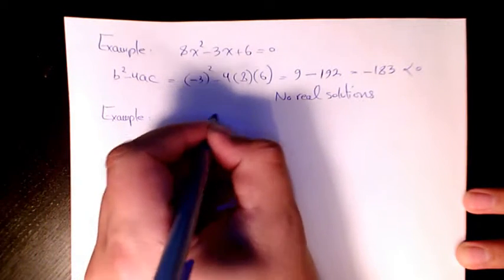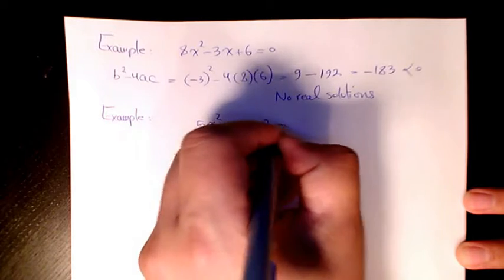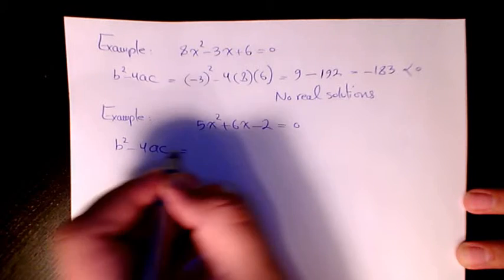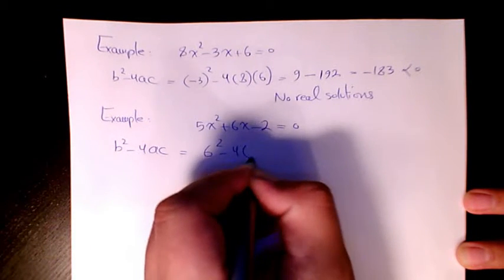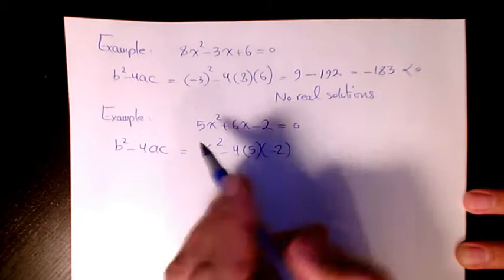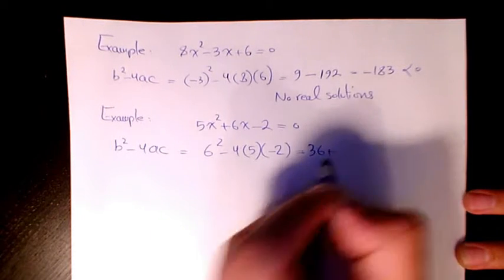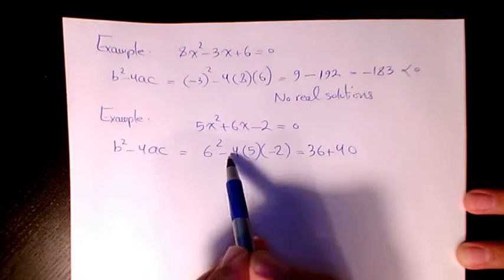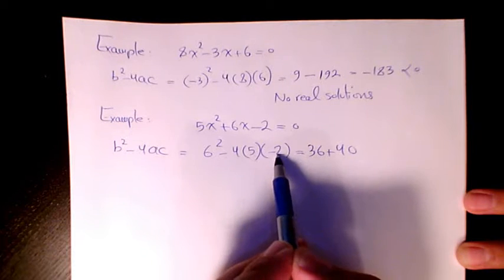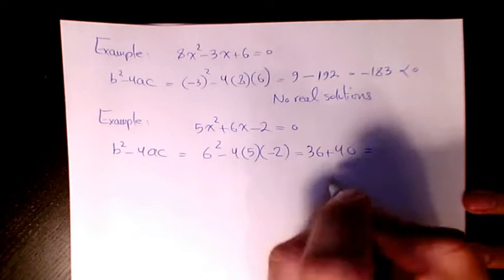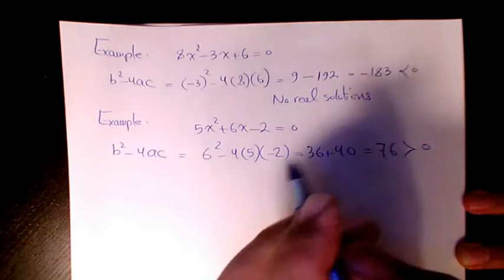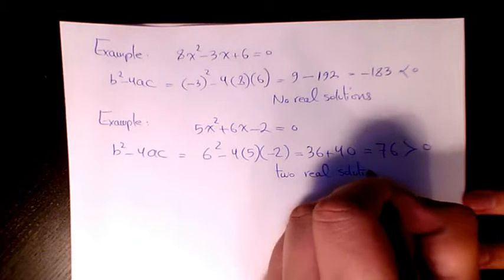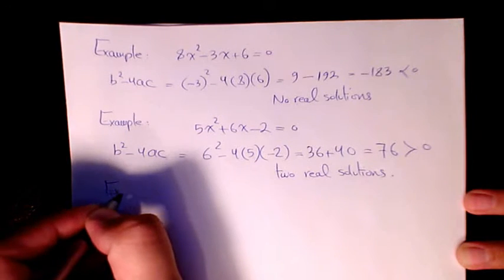We have 5x squared plus 6x minus 2 equals 0. We need to find b squared minus 4ac. b is 6, a is 5, and c is negative 2. That will be 36 plus 40. Why? Because 6 squared is 36. Negative 4 times 5 is negative 20. Negative 20 times negative 2 will be positive 40. So that will be 76, and it's greater than 0. So we have two real solutions. Next example.